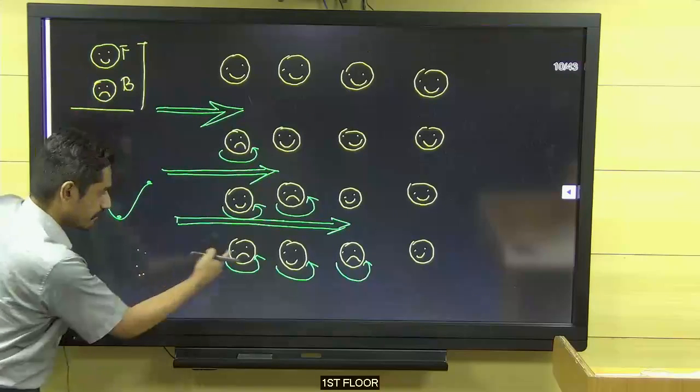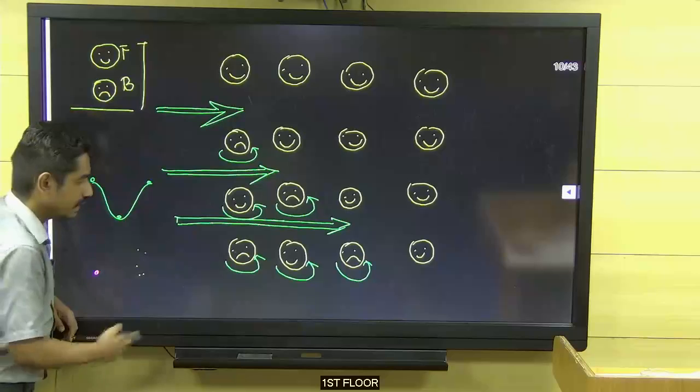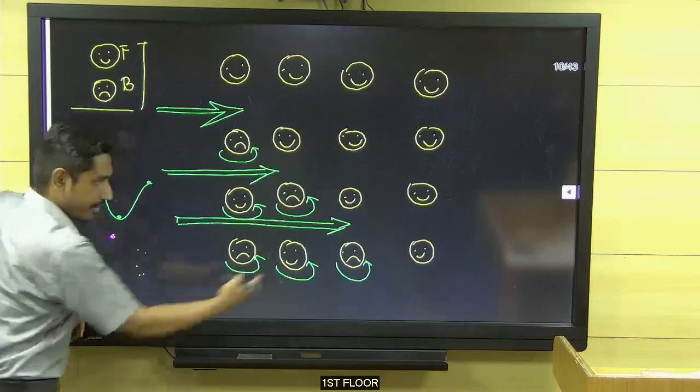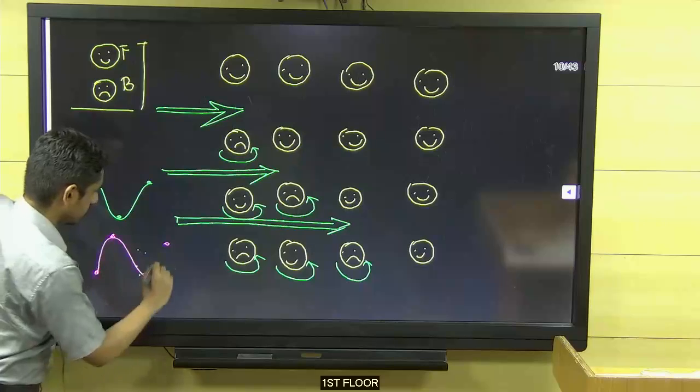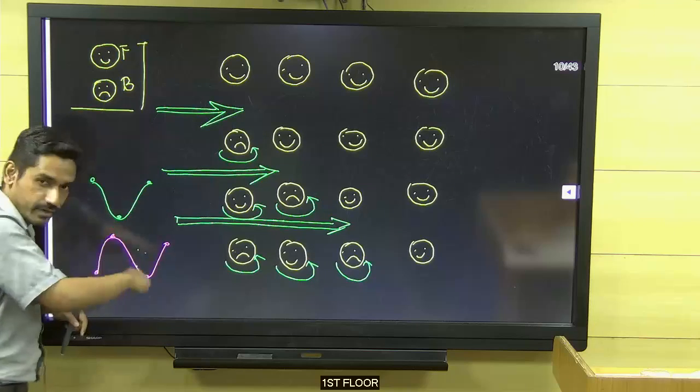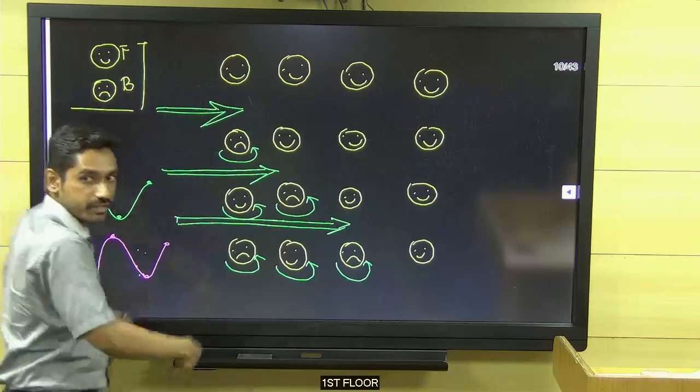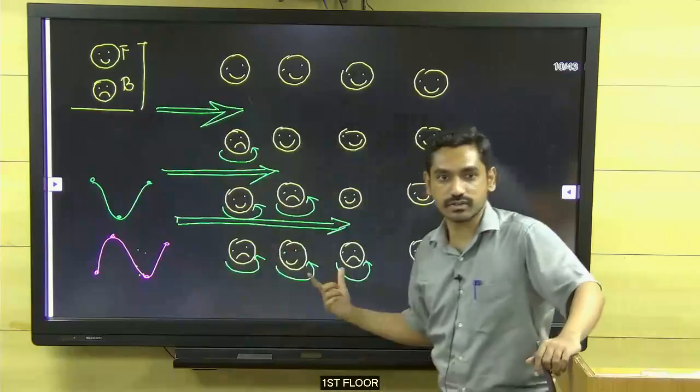First person is sad, bottom. Second person is happy. Third person is sad, fourth person is happy. That's all. Got your wave. You understand how the wave structure is formed? Because adjacent particles vibrate alternately. That's how we get the structure.